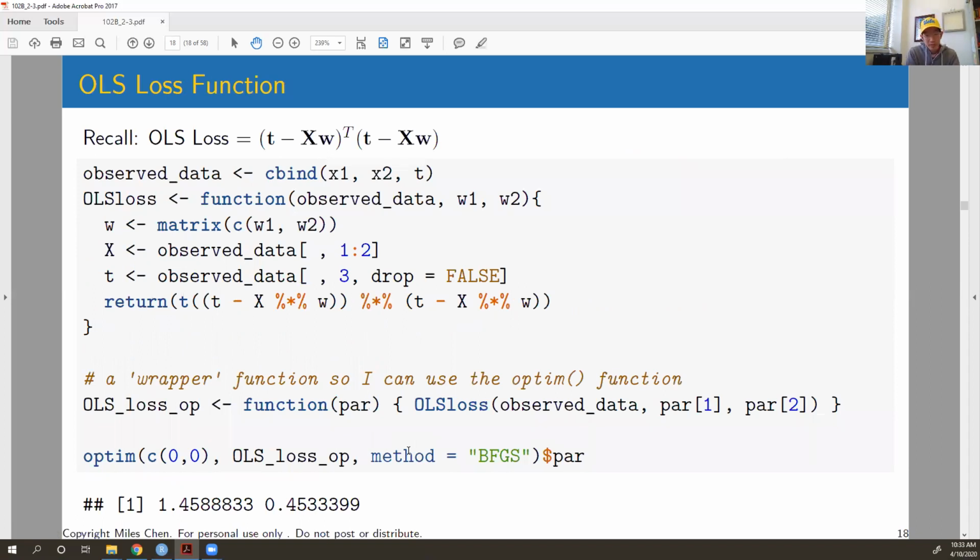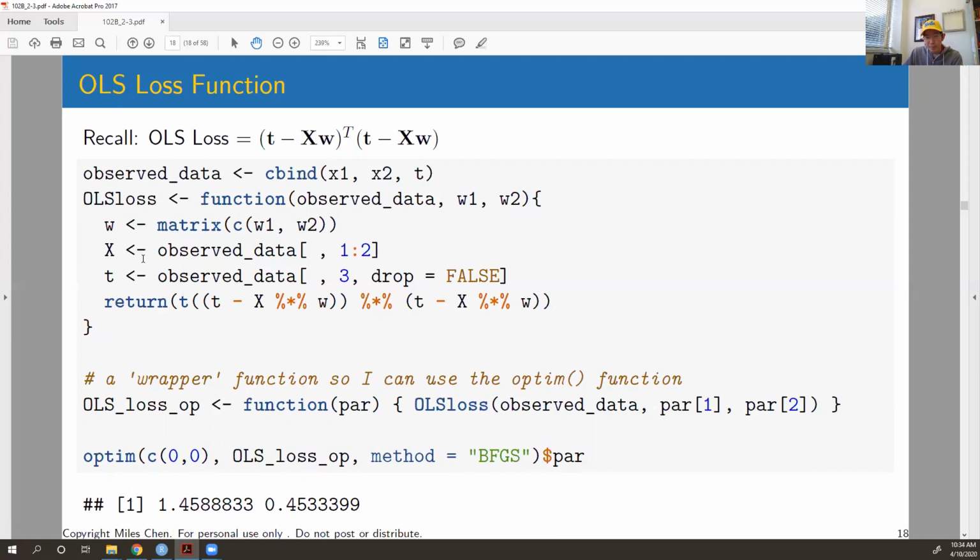And I can also show that if I write a function, this is a function that calculates the ordinary least squares loss, which from earlier, the total sum of squares loss is t minus xw transpose times t minus xw. Here's a function where I put in the observed data, and I have coefficients w1 and w2, and what it will do is make a matrix out of w1, w2. It takes the first two columns of the observed data called x. It takes the third column of the observed data and calls that t, and then it calculates the loss function by doing t minus xw transpose times t minus xw. So this is just a way to calculate the loss function.